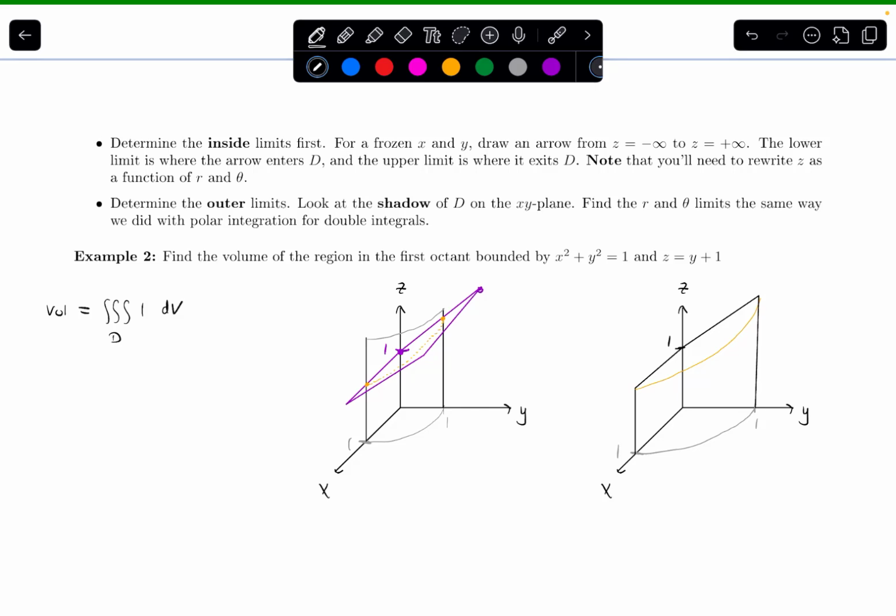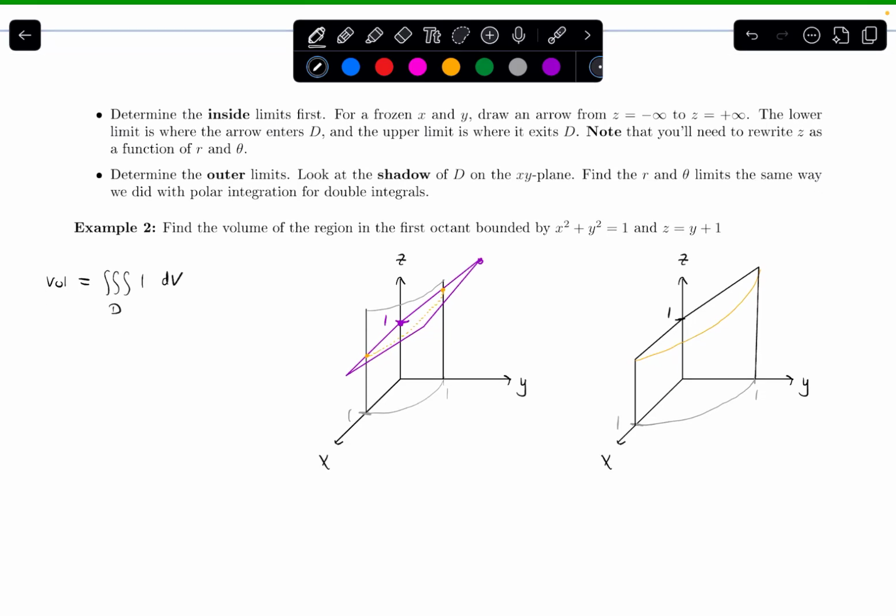So now I'm ready to try to set up my triple integral. Before I do that, let me briefly talk about how I know I'm going to need cylindrical here. One of the tip-offs is that my base is part of a circle. So much like with polar, when I have circular regions, that's a tip-off to try polar. Cylindrical is the same thing. When I have circular portions in 3D, that's a tip-off to try cylindrical coordinates.